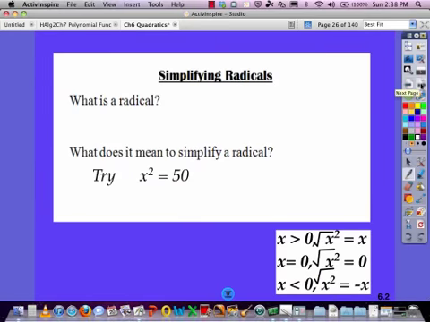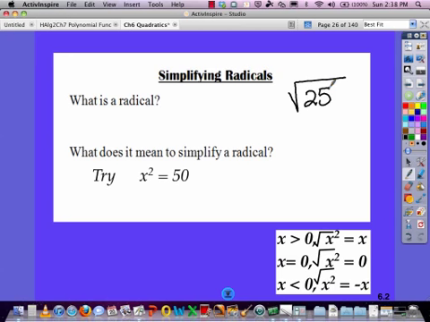All right. What is a radical? A radical is nothing more than a fancy name for a square root. You've been doing the square root of 25. We like to call that radical 25 also. So what does it mean to simplify a radical? Well, you've done some already.